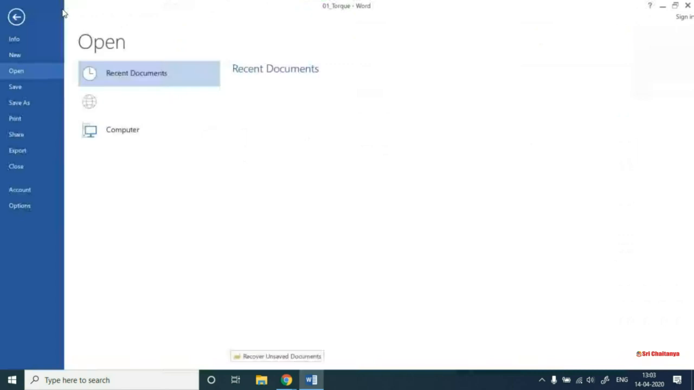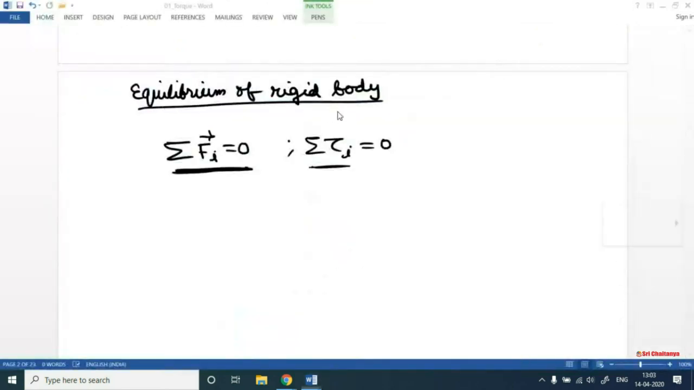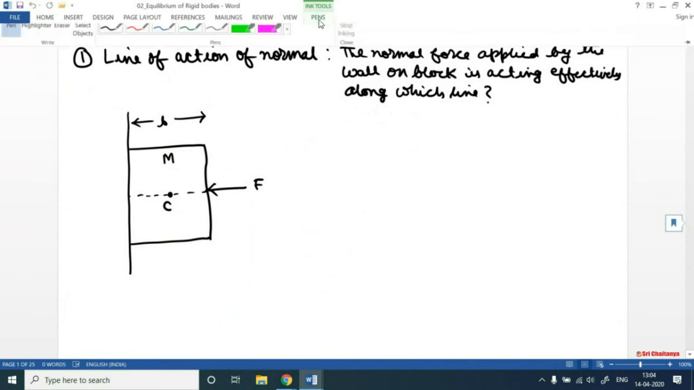So let me open that file for you. So equilibrium of a rigid body we will be talking about. A few simple questions we have chosen. So this is the question over here. So there is a wall.